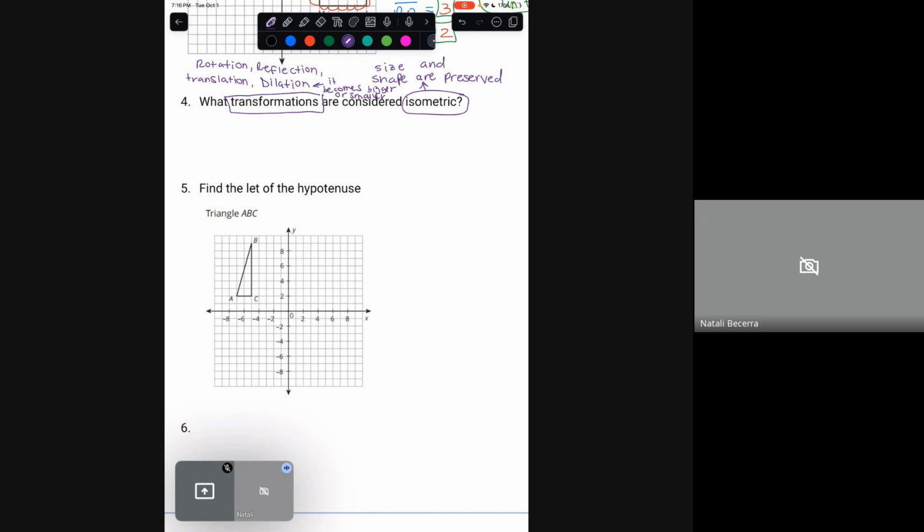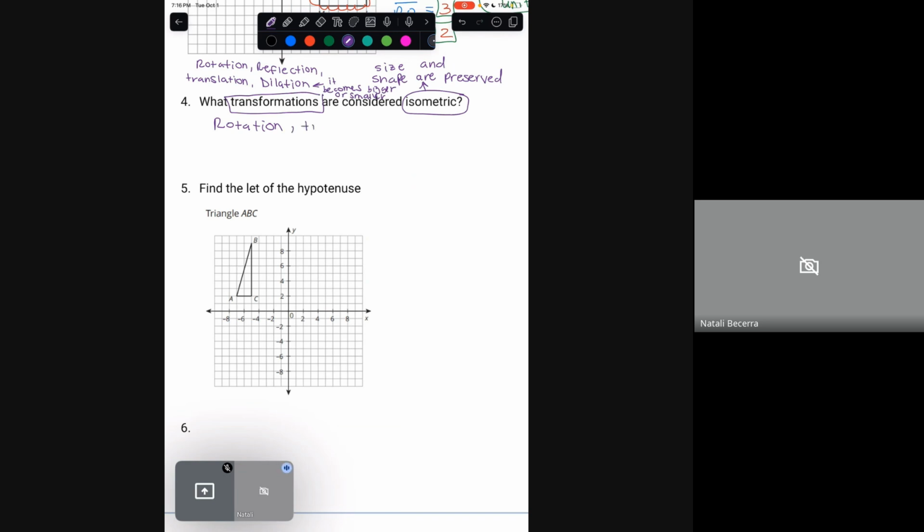Okay, so what transformations are considered isometric? So which ones does the size and shape not change? So for rotation, it doesn't change because all I'm doing is I'm rotating the shape, right?